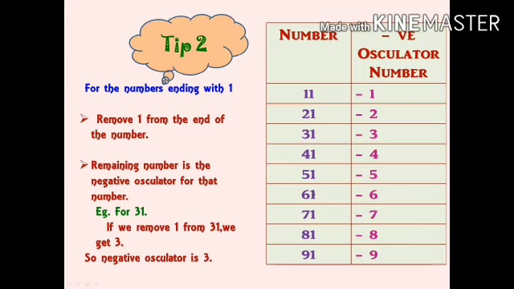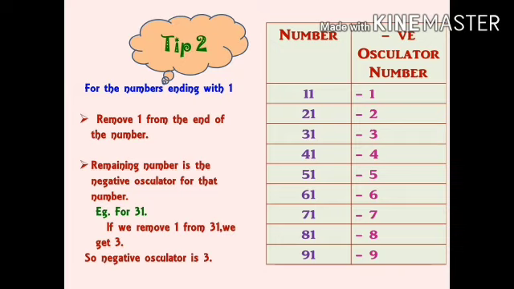So let us assume you want to check whether a number is divisible by 51. First we have to find the oscillator number, right? The negative oscillator number for 51 is minus 5. That's it. So once you understand the oscillator concept, it's not necessary to check whether a number is divisible by 51 using the multiplication table.